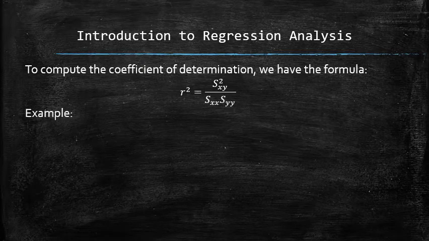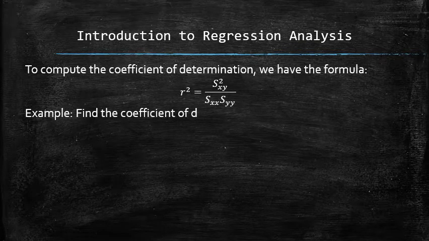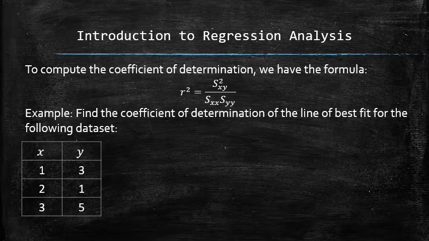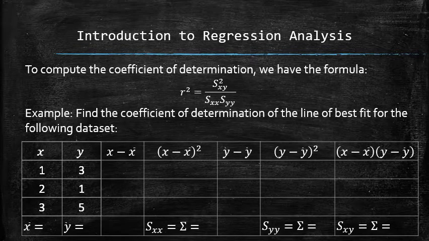For example, let's find the coefficient of determination of the line of best fit for the following dataset. To do this, we are going to use the following template. First, we need to find the average input and output. X bar is 2 and Y bar is 3. We subtract X bar from each value of X to fill out the third column, and then square each entry to get the fourth column.